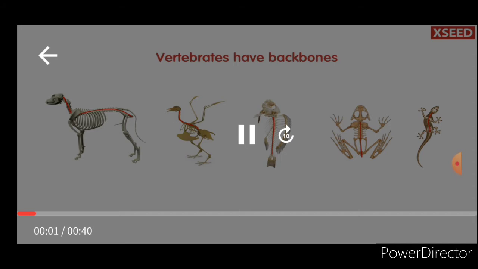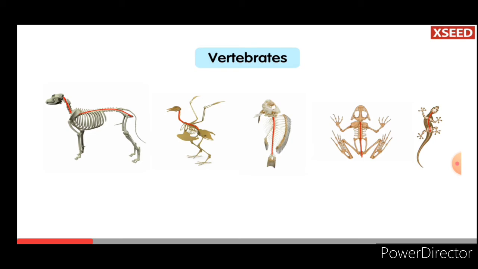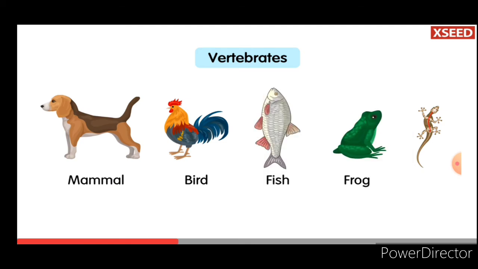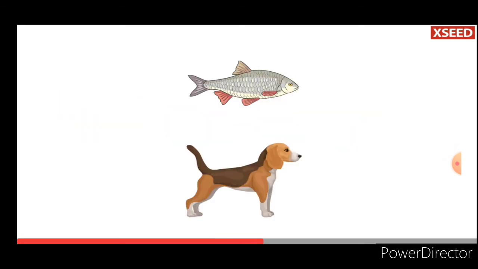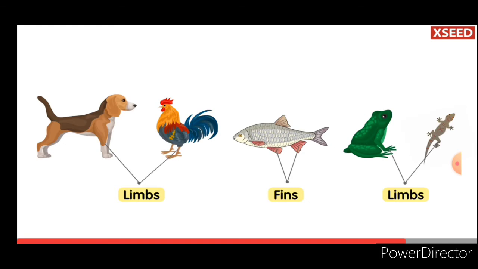Animals that have backbones are called vertebrates. Vertebrates are classified into mammals, birds, fish, amphibians, and reptiles. The bodies of most vertebrates are divided into three main regions. They have different body coverings and different body parts for movement.